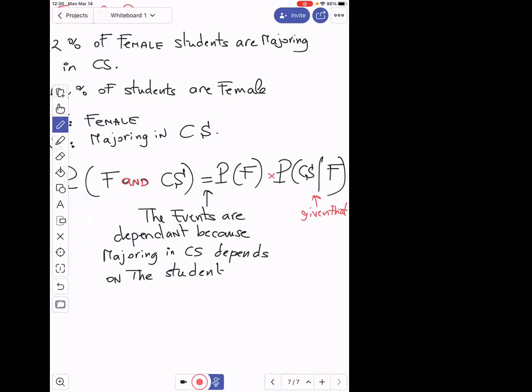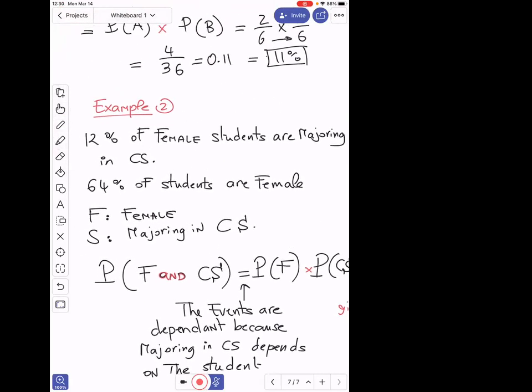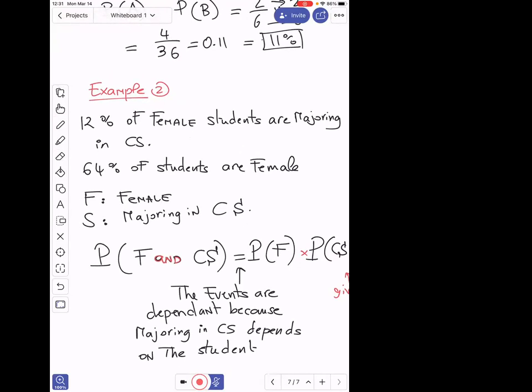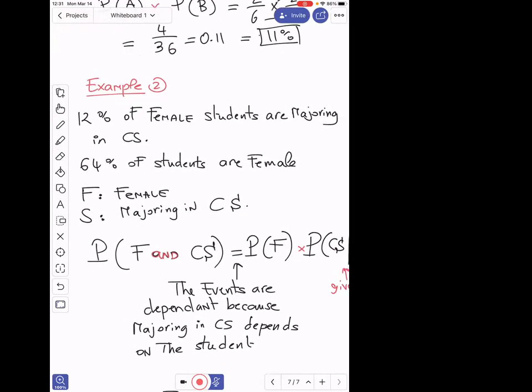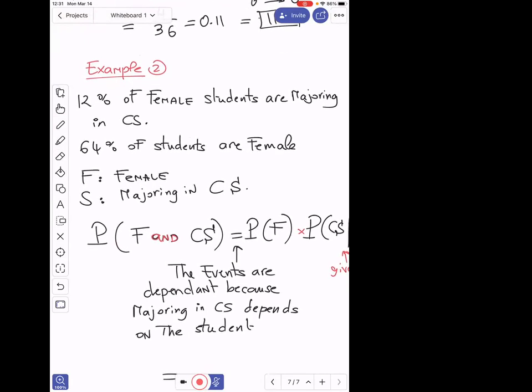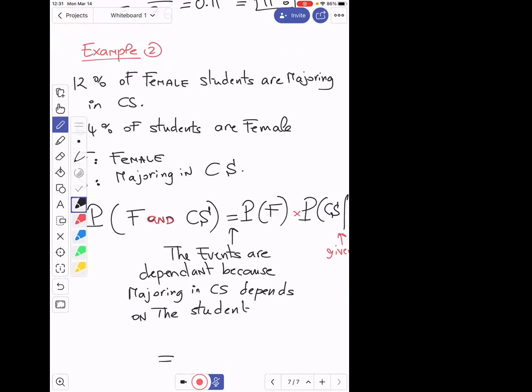All right, so let's see. What's the probability of F? Probability of being a female. We are looking for the probability of being a female, so that's the percentage of female students, right? 64% of students are female. So the probability of F, being a female student, is 64%. So here it's 64% times.